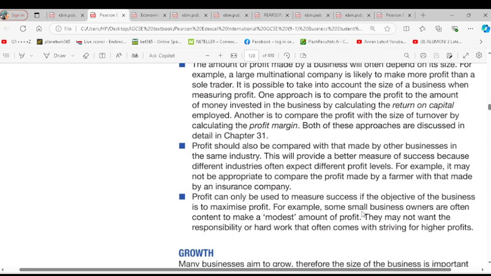So profit is not something that you can just measure without comparing with other significant quantities or other significant institutions. You have to compare. Is it clear?